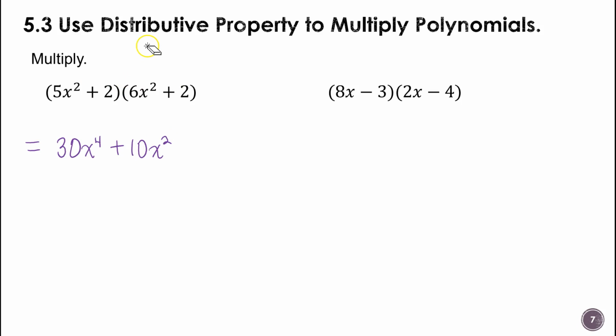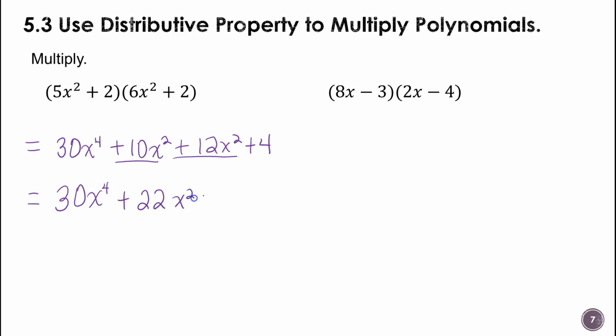And then I'm going to take 2 times 6x and then 2 times 2. All right, so I'm just showing that as we go, so I'm going to take those off. So I keep 30x to the fourth. I combine my like terms of 10x squared and 12x squared, so that is 22x squared, and then it's plus 4.